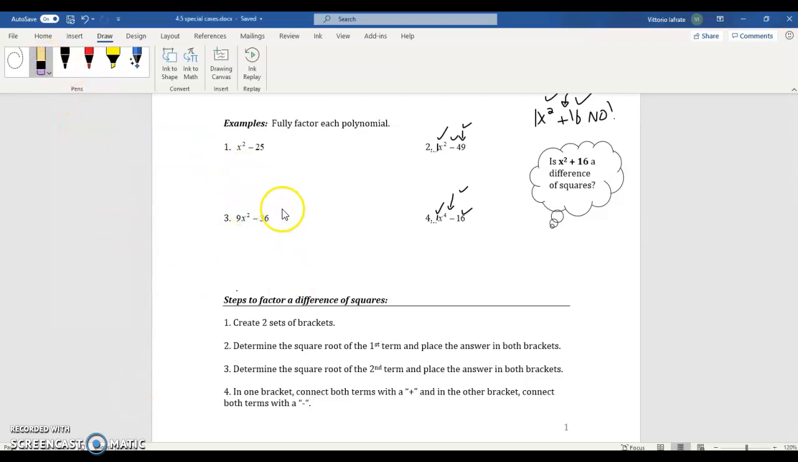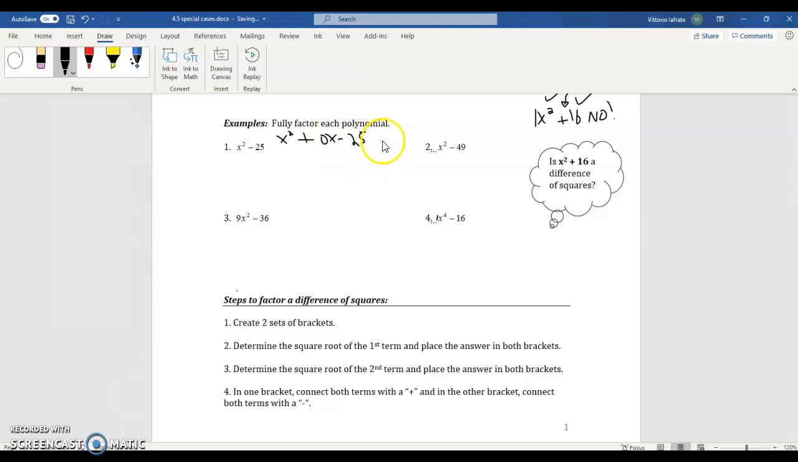So I'm just going to erase some of these here to make some room. I'm going to factor using two methods for these. I'm going to show you the method you already learned for factoring, and then I'm going to show you the difference of squares method. So if I have x squared minus 25 and I ask you to factor that, what this really means is x squared plus 0x minus 25.